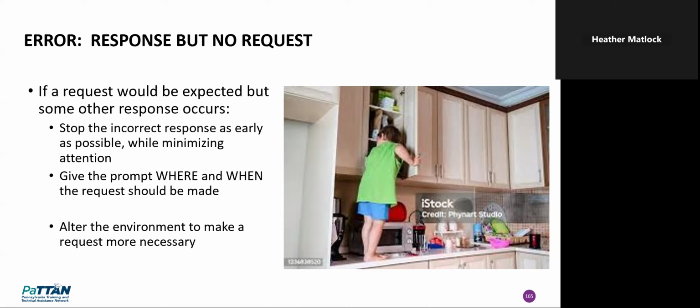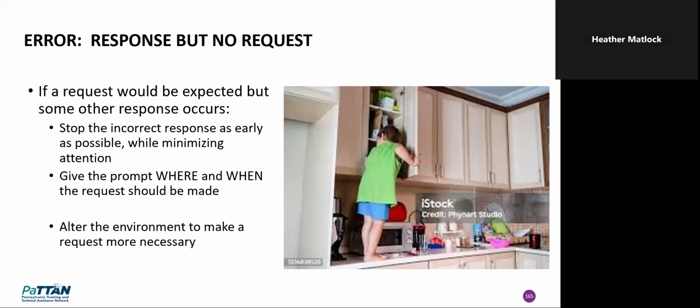Right? This often looks like the learner attempts to get something on their own. Right? And as you can see in this picture, you have a child climbing on the kitchen counter. I'm going to assume they're trying to get a snack. They could just be curious and trying to look what's in the cabinets, trying to explore. But either way, I'm going to say they failed to make some sort of request here. I wouldn't assume that somebody would allow their child just to climb up on counters.